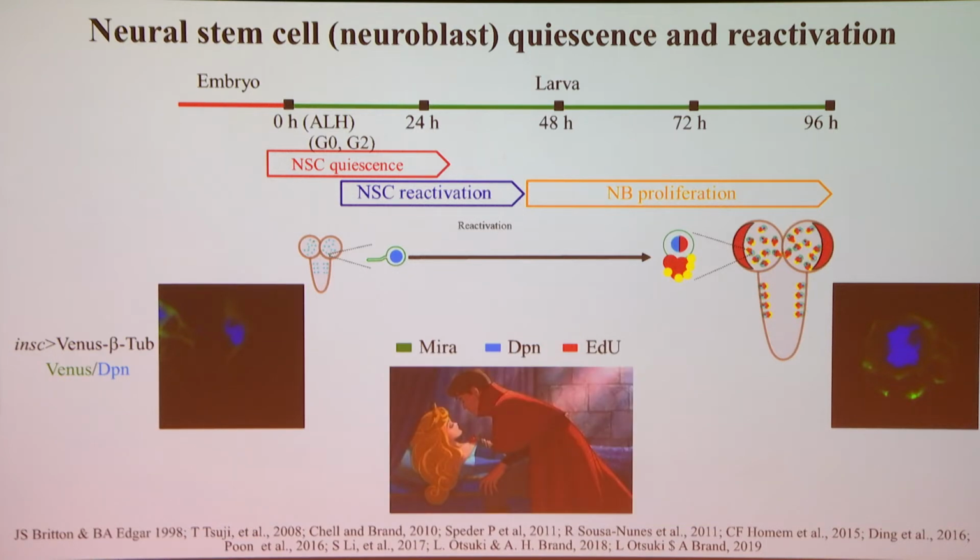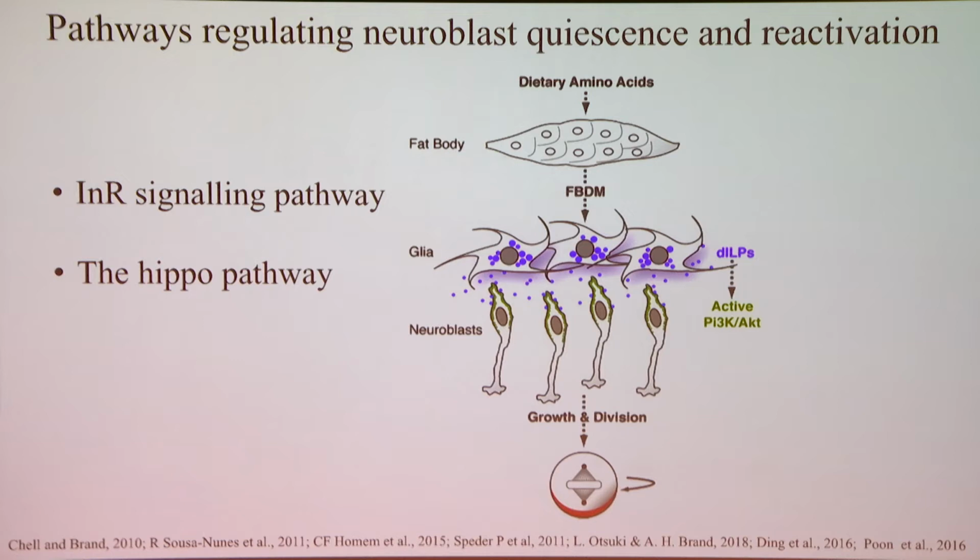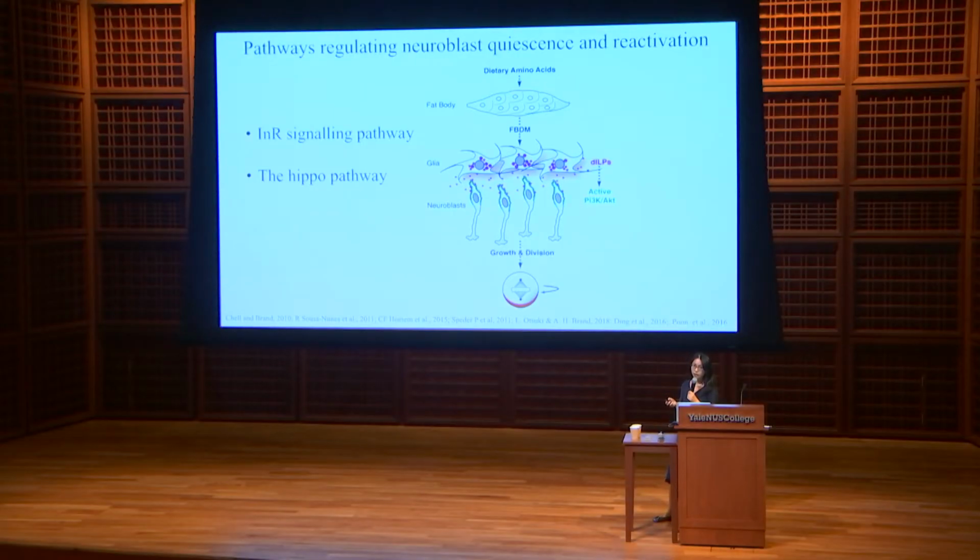So how do we wake them up? A lot of studies show that the Prince Charming turns out to be the essential amino acids in the food. This depends on a series of signaling relays from the fat body, which is an invertebrate adipose tissue and liver, transducing signals to blood-brain barrier glial cells, which then secrete insulin-like peptides, activating the PI3K and AKT pathway in the underlying neural stem cells. So basically, the insulin pathway promotes neural stem cell reactivation, and another pathway, the Hippo pathway, maintains the cells in quiescence. So there is a lot of ongoing battle over when and how to activate the neural stem cells.